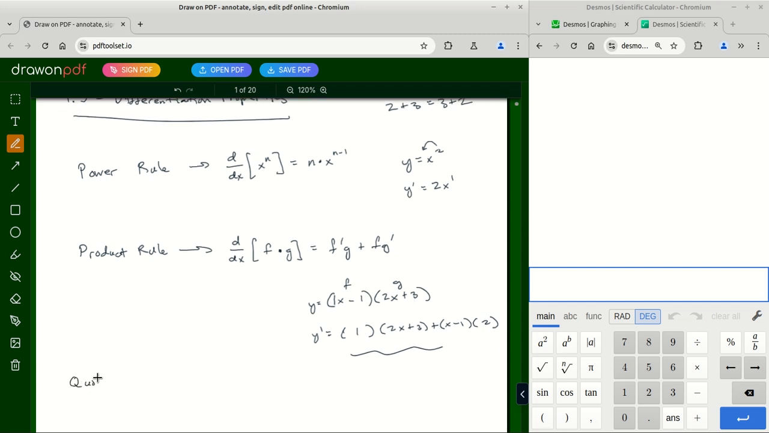Quotient rule. Again, I don't think that we're going to see it right now, but I want you to know it because we're going to use it for sure. And this is one of the bigger ones, okay? This is when you're taking a derivative of f over g. Now, I'm going to give you the official formula here. It's going to be g f prime minus f g prime all over g squared.